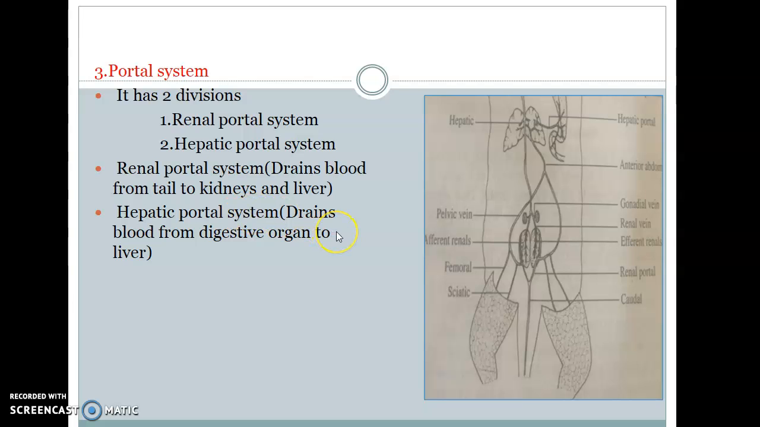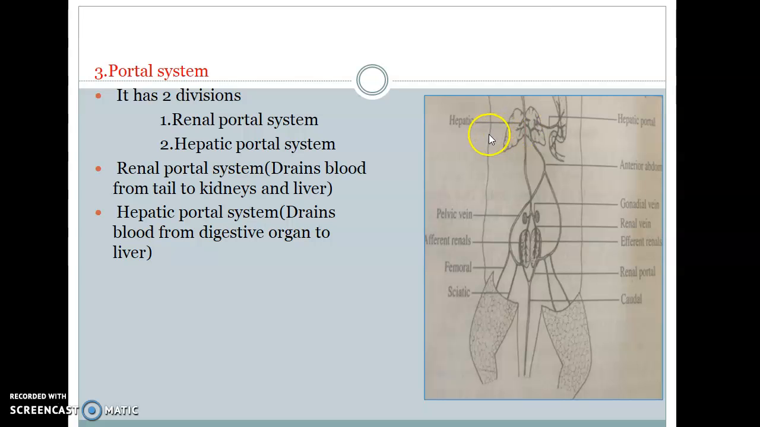vein. Okay, in addition to this, there is another system called the hepatic portal system. This is mainly concerned with draining blood from digestive organs. This is the hepatic portal vein. This is mainly concerned with receiving impure blood from the digestive system. Actually, this is a part of the stomach. Here you can see that this is a part of the digestive system.